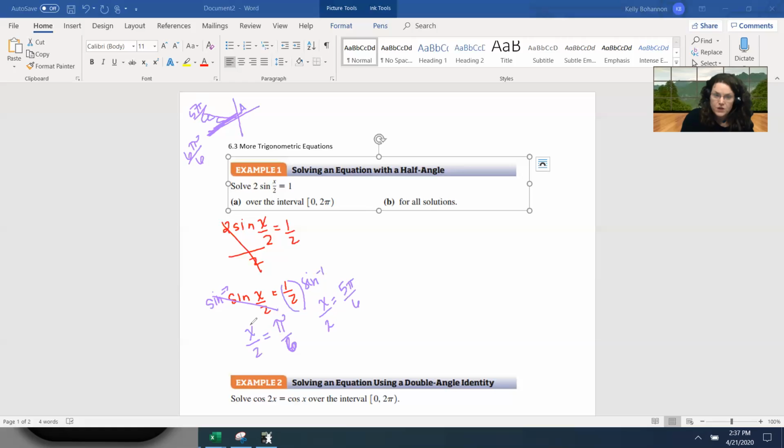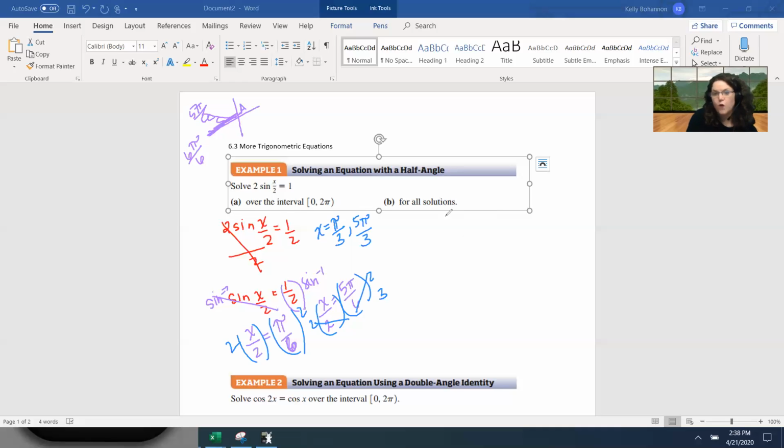So then I have to finish this problem. So that's what makes these a little bit different. I'm not done yet because I have x over 2. So now I have to multiply both sides by 2. And that simplifies to make the answer to this one, x equals pi over 3. And same thing here, and that simplifies to make this 5 pi over 3. So that's the two answers over the interval of 0 to 2 pi.